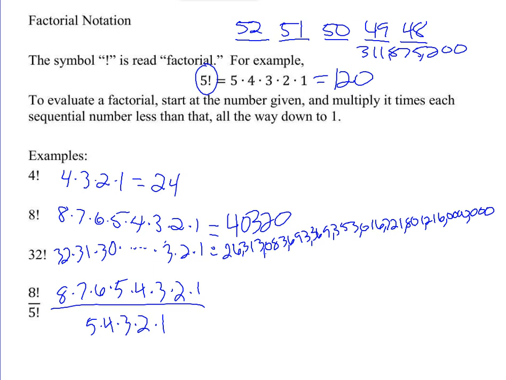We have a 5 divided by 5. Those are gone. A 4 divided by 4. Each one of these is turning into a 1. 3 divided by 3. 2 divided by 2. And, of course, 1 divided by 1. So we're just left with 8 times 7 times 6. That is an easy number to do on your calculator. What do we get? 336. So when you're dividing factorials, if you write them out, a lot of that stuff is going to cancel out, and then it makes your math a little bit easier to work with.